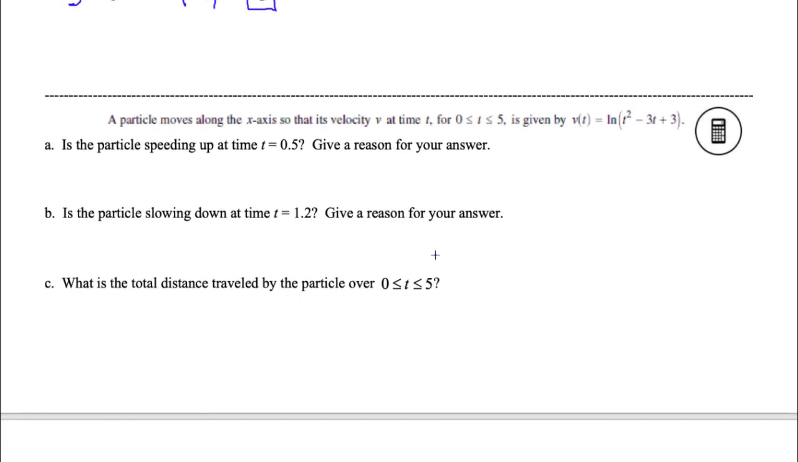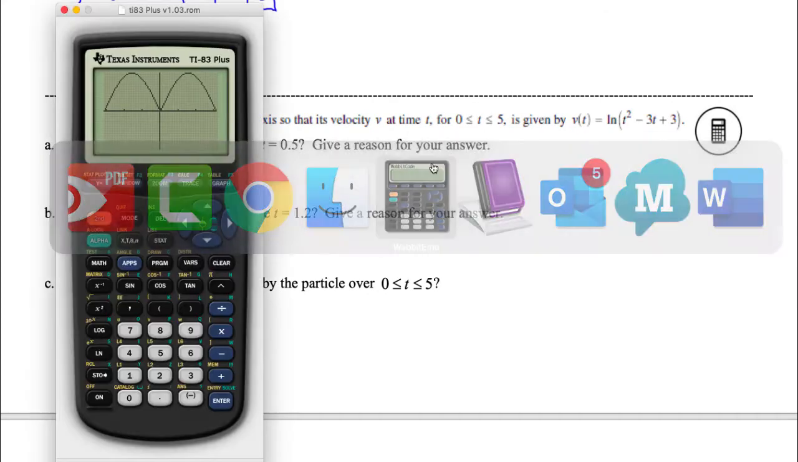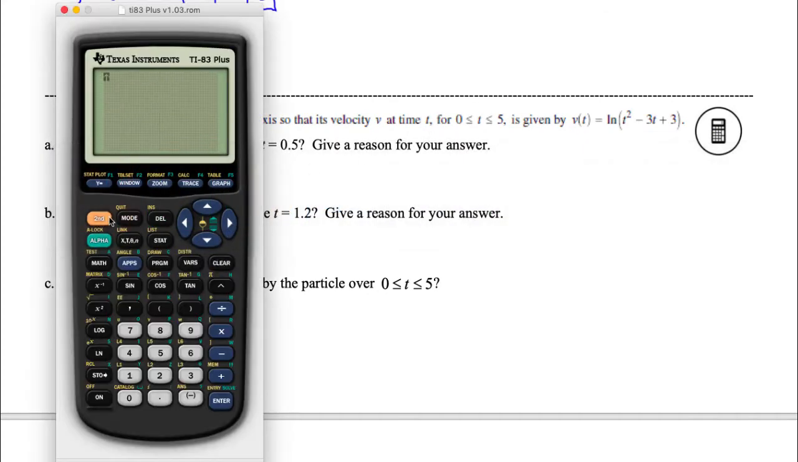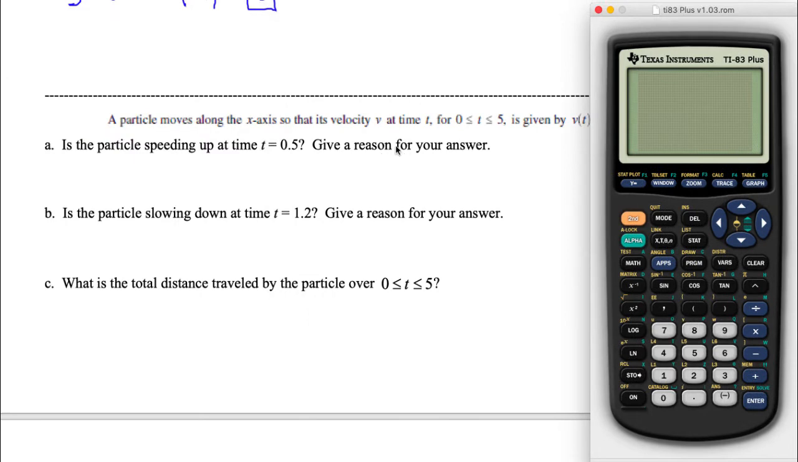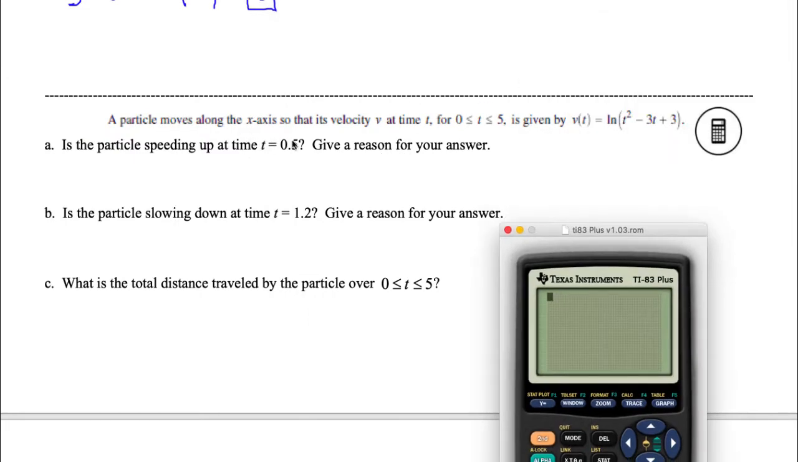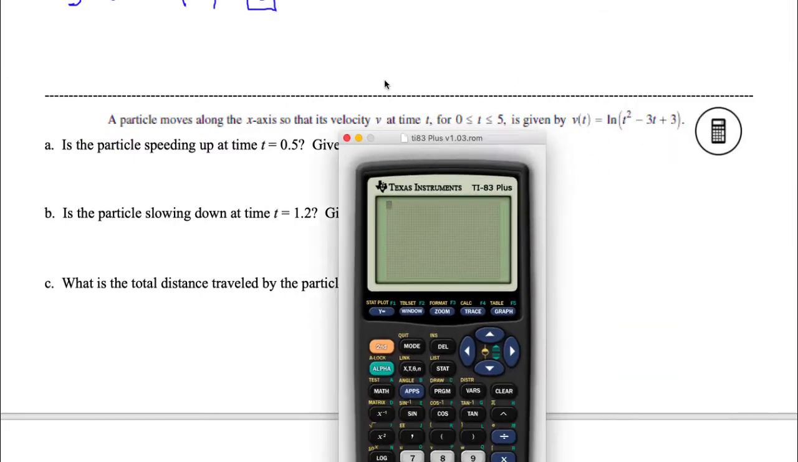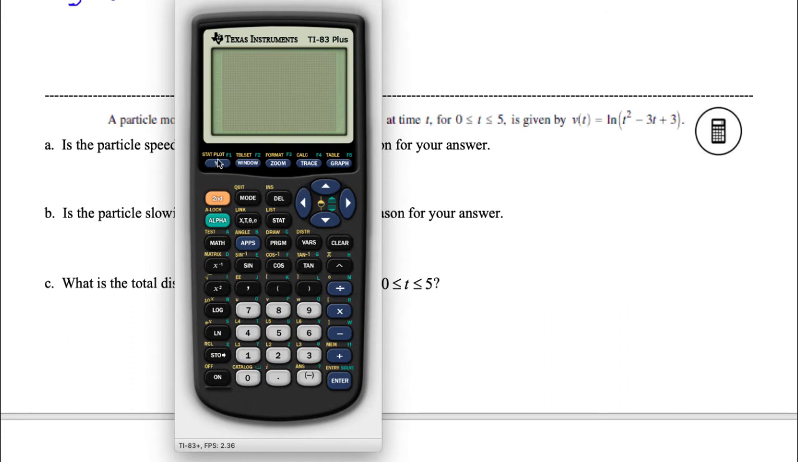On to the next question. I will need my calculator for this one. Let's pull up my calculator, clear out of that. We're all good. So we have a particle moving along the x-axis. Here is its function. I imagine I need to plug that in. Let's go ahead and do that now. Y is equal to, get rid of that guy, get rid of that guy. We have the natural log of x squared minus 3x plus 3. All right, I have my function in here correctly.